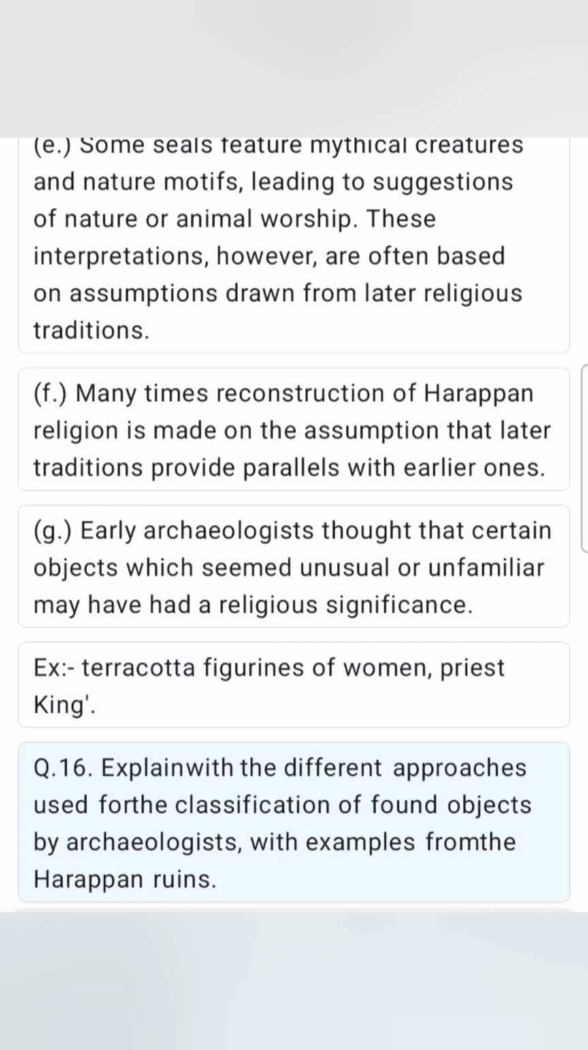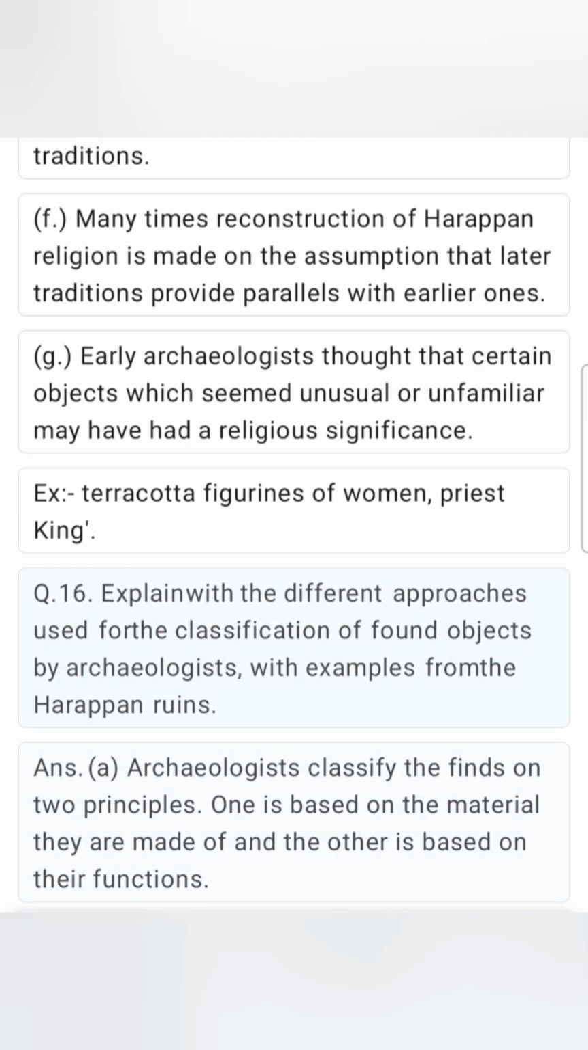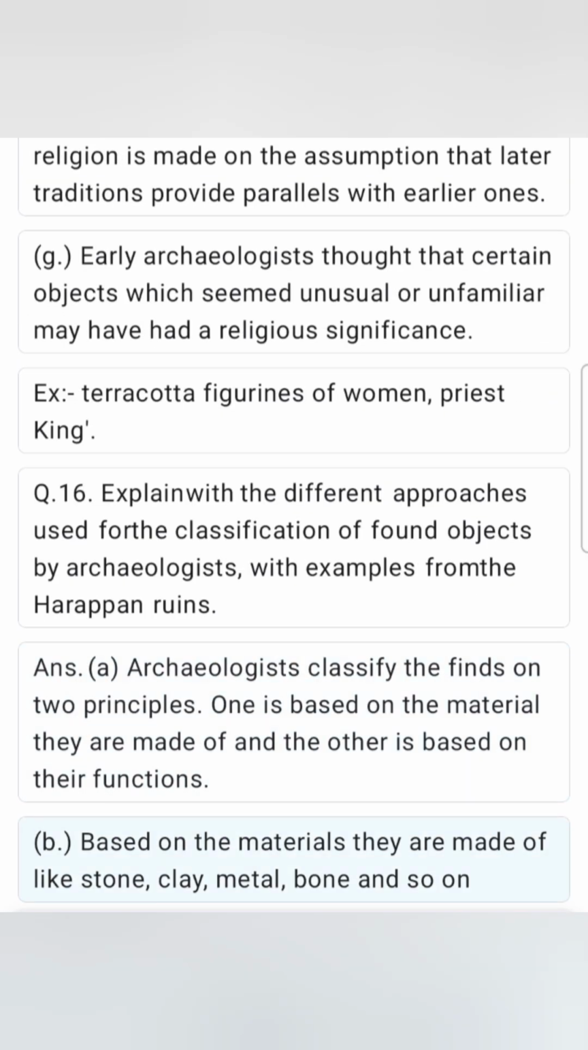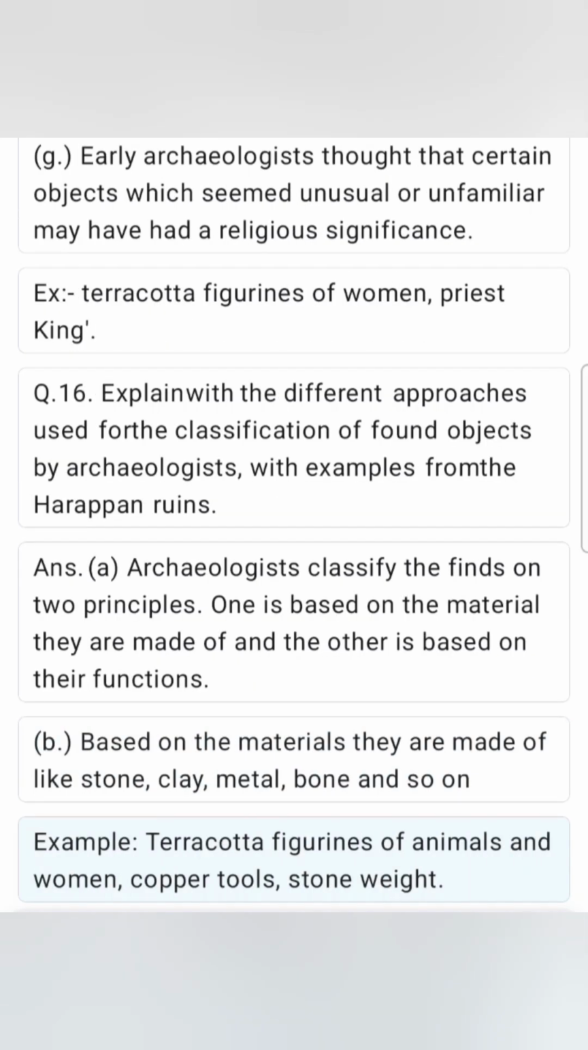Q. 16. Explain the different approaches used for the classification of found objects by archaeologists, with examples from the Harappan ruins. Ans. Archaeologists classify the finds on two principles. One is based on the material they are made of and the other is based on their functions. B. Based on the materials they are made of, like stone, clay, metal, bone and so on. Example: terracotta figurines of animals and women, copper tools, stone weight.